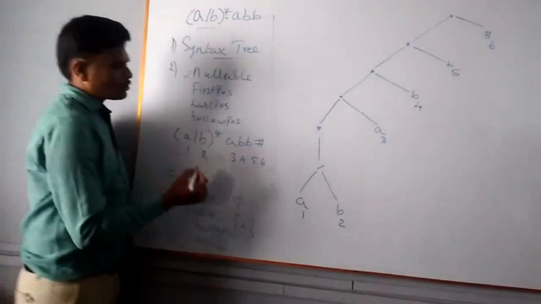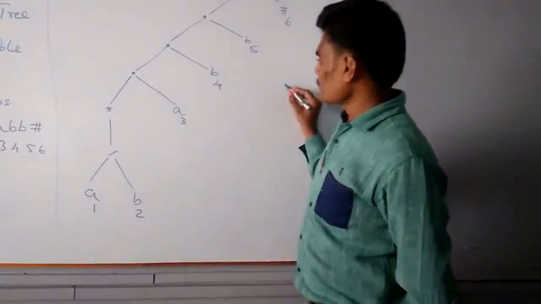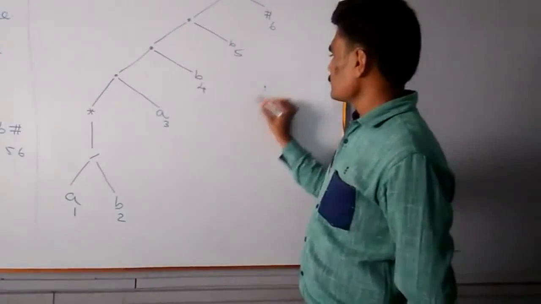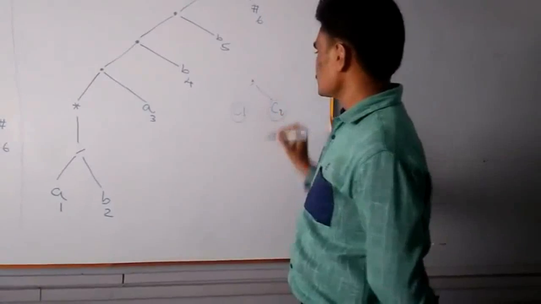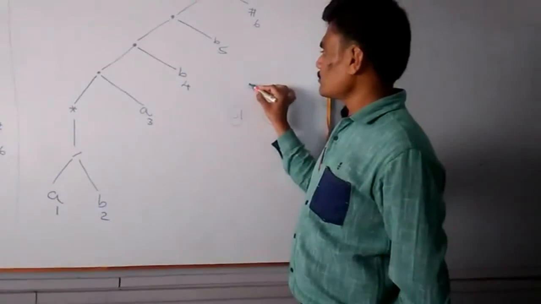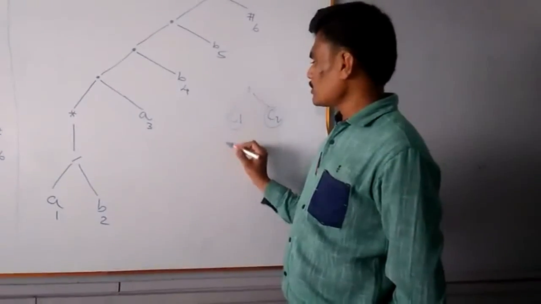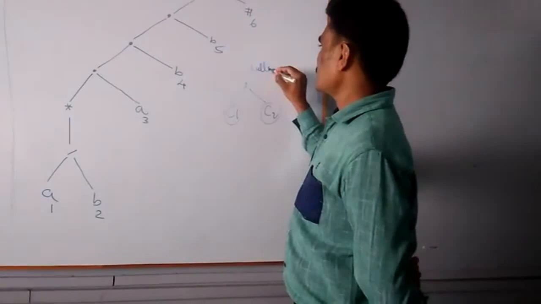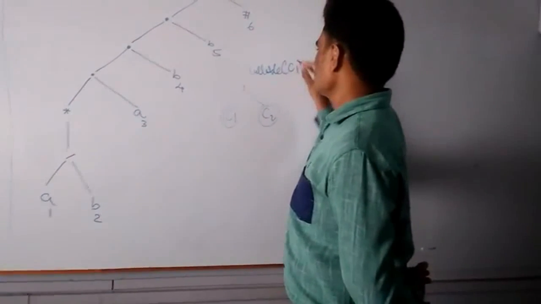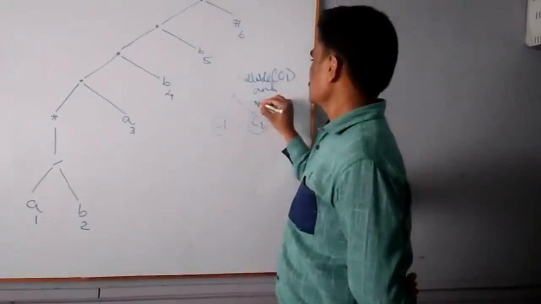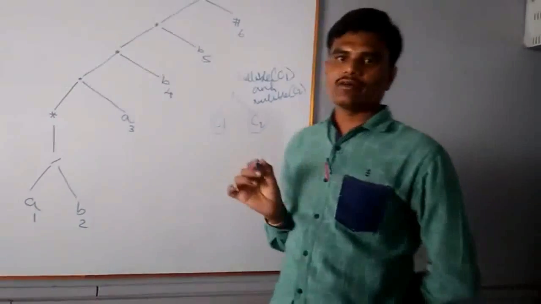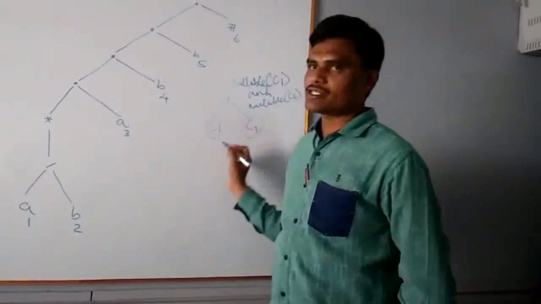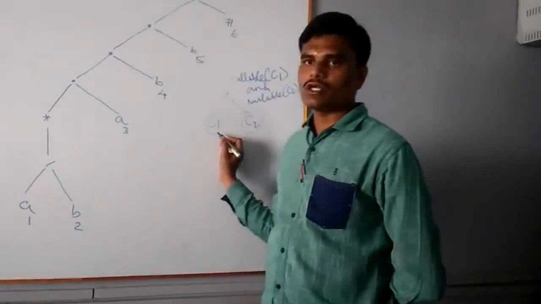So next, for the dot operator, we'll have C1 and we'll have C2. For finding the nullable value of the dot operator, the nullable value is nullable of C1 and nullable of C2 for that particular node. And for finding the first position and last position we have a rule.